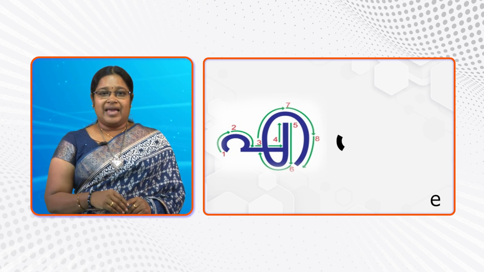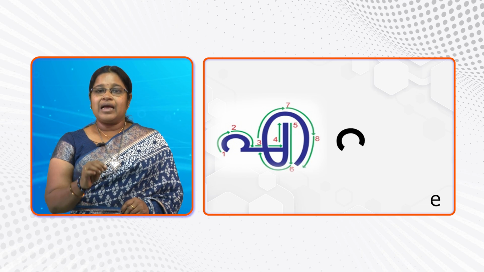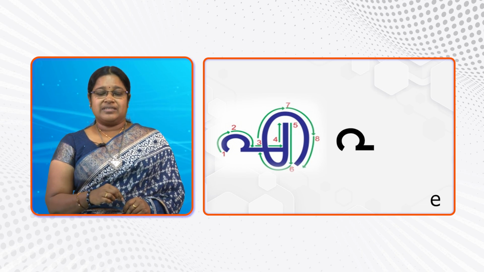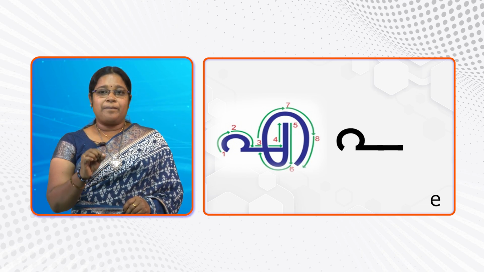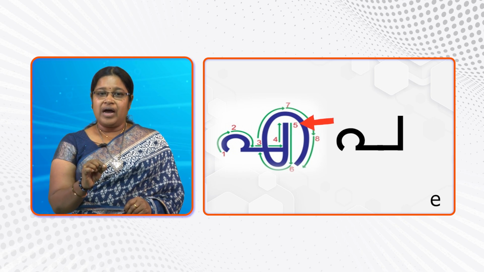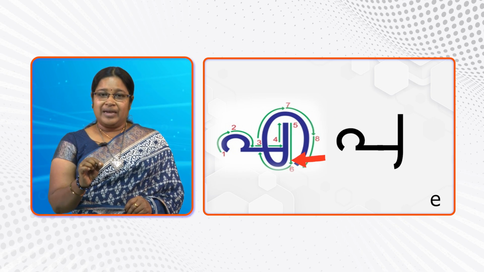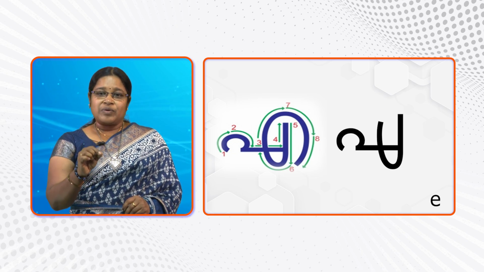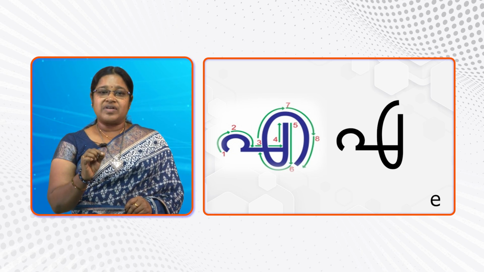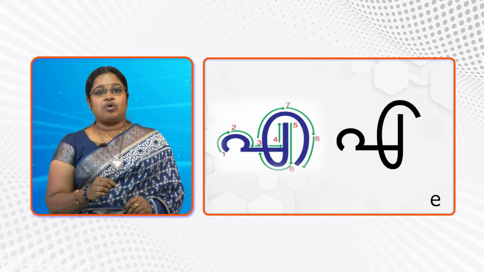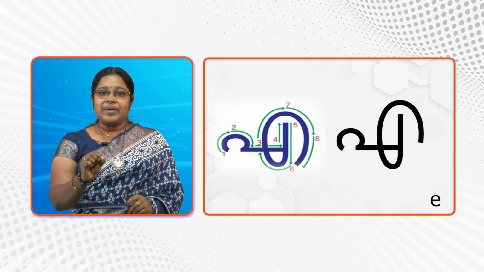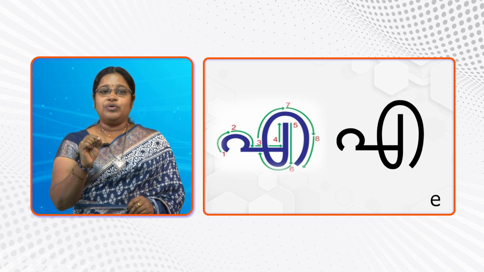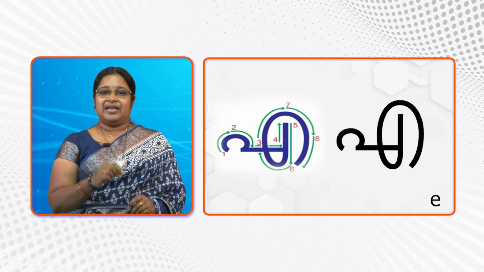To trace A, write the letter Pa first. From stroke number 5 of Pa, bring your pen down as shown. Then proceed with a half circle round stroke number 5. Complete the shape. Now you got the letter A.